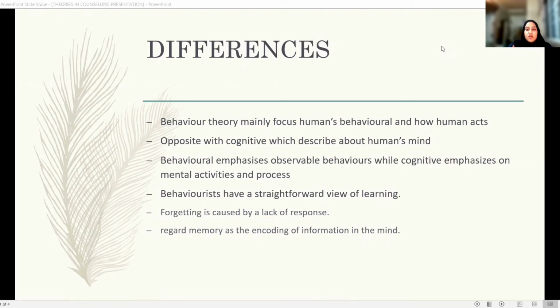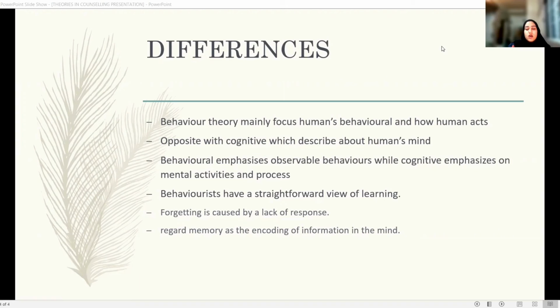So basically, behavior theory mainly focuses on humans' behavior and how humans act, but it is the opposite with cognitive theory, which describes humans' minds and the mental processes of humans. Behavioral theory emphasizes observable behavior, while cognitive theory emphasizes mental activities and processes.